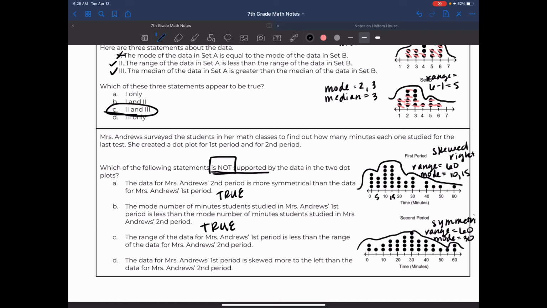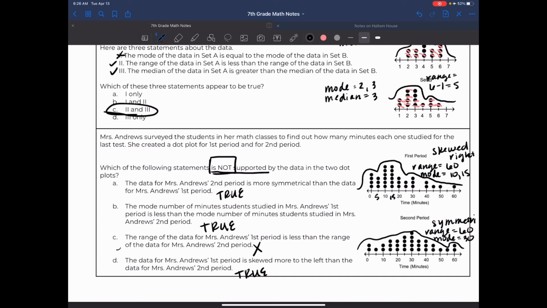Because remember, we're looking for the one that is not supported. The range of the data of Mrs. Andrews' first period is less than the range of the data. Well, the ranges are the same. Lastly, the data for Mrs. Andrews' first period is skewed more to the left than the data for Mrs. Andrews' second period. Well, that's true too. It is skewed to the left, which means it's skewed right, which I know is backwards.